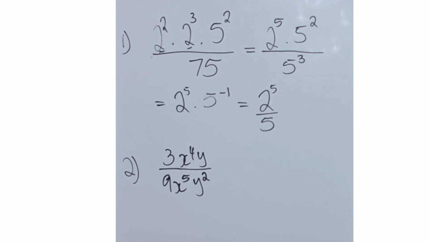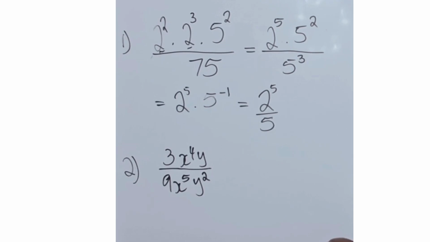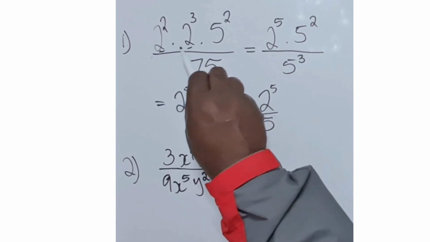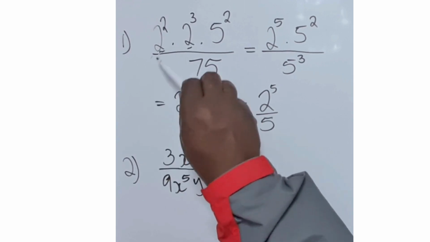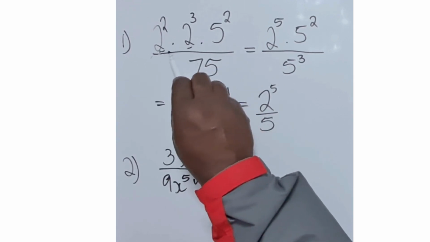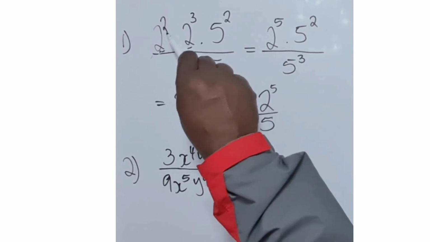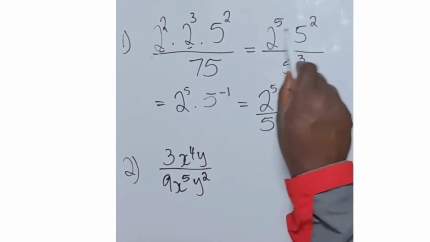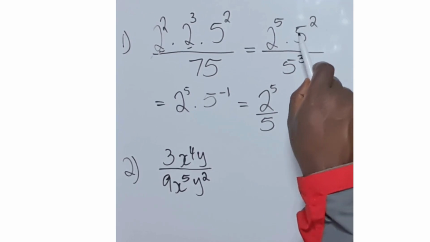So this is our final answer. So let's recap. We looked at the numerator. We noticed that there are two bases that are exactly the same, 2 and 2. We now know that if the bases are the same and we are multiplying, we must add the exponents, which is 2 plus 3, which is equal to 5. Then we left this 5 squared as it is. We haven't done anything to it yet.